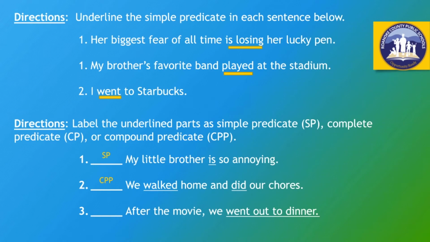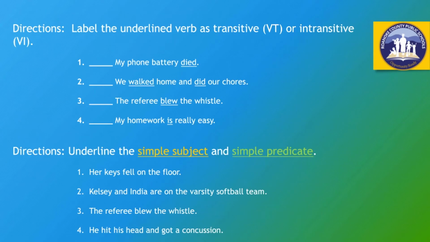After the movie, we went out to dinner. And there is our complete. One more practice and we're ready to go. Let's label the underlined verb as transitive or intransitive. My phone battery died. Intransitive because nothing comes after the verb.